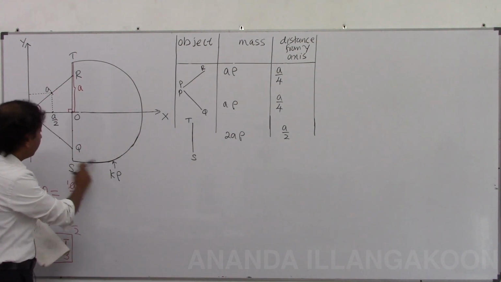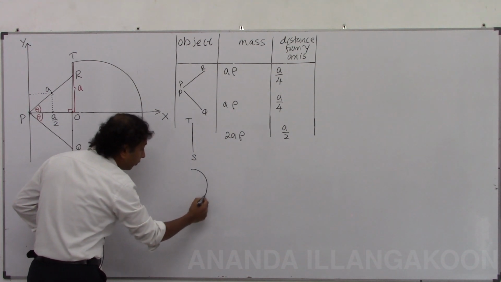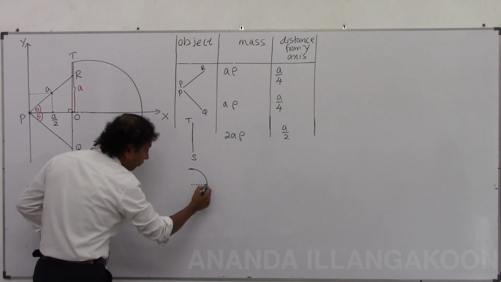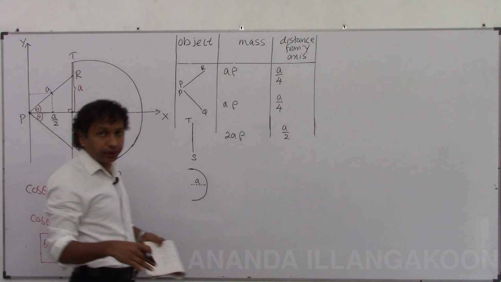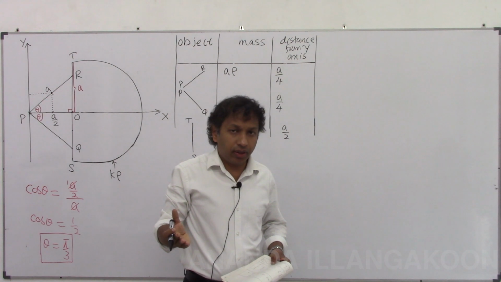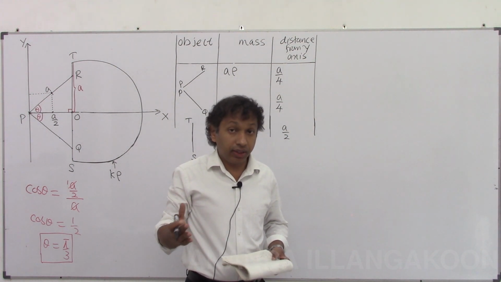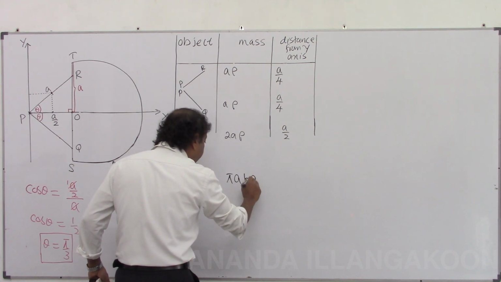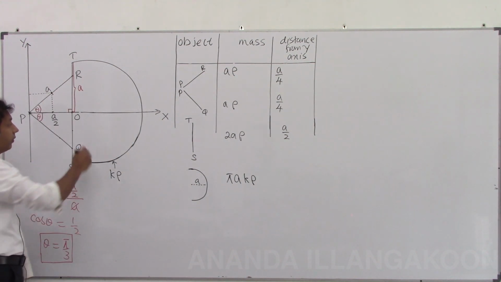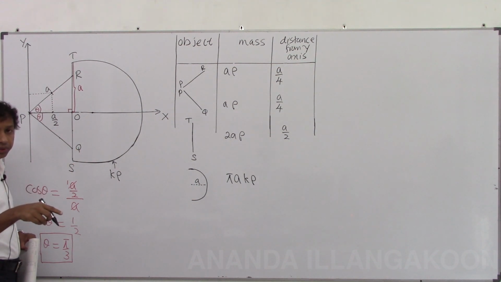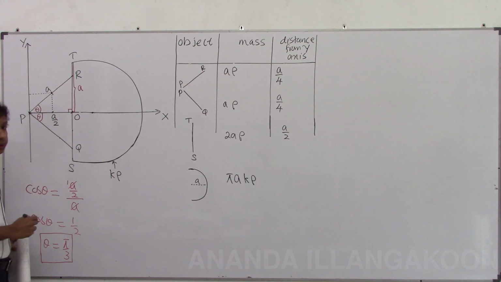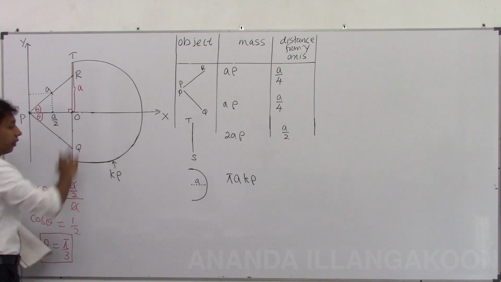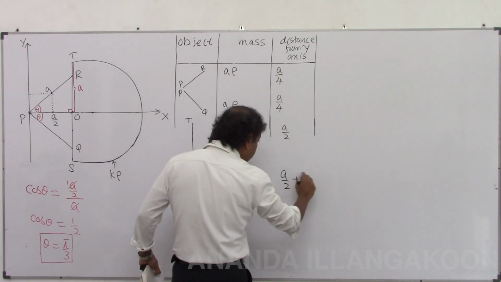The next one is the semicircle, radius a. Its length is pi times a, the same as the circumference, and we multiply by the linear density, the mass per unit length, which is given as k rho. So the mass is pi a k rho. The center of gravity is somewhere here. In the theory part we proved the distance to the center of gravity from O is 2a by pi. But we need that distance from the y axis. This is a by 2, this is 2a by pi. Then we get a by 2 plus 2a by pi.